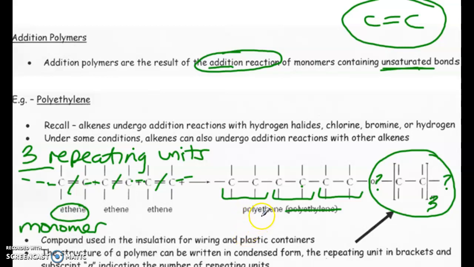So take a look. It's polyethylene. What you do is you have the monomer name, whatever the monomer was, in this case it was ethene, you put poly in front. Easy enough. So the name is not based on the end result. The name is based on what was your starting component to actually create this polymer.